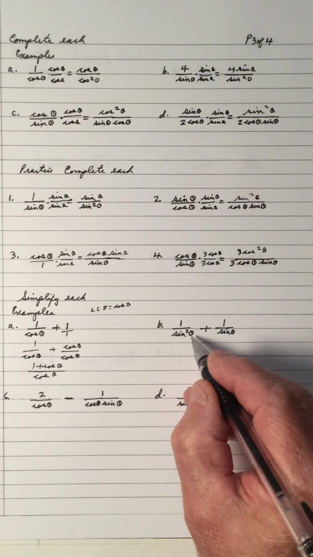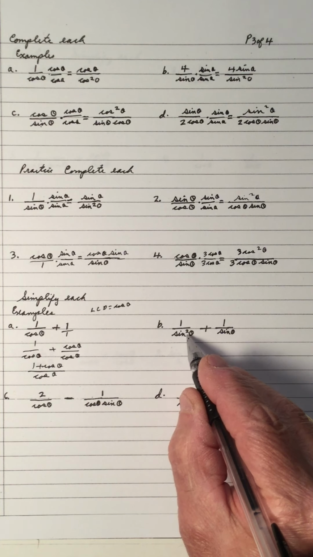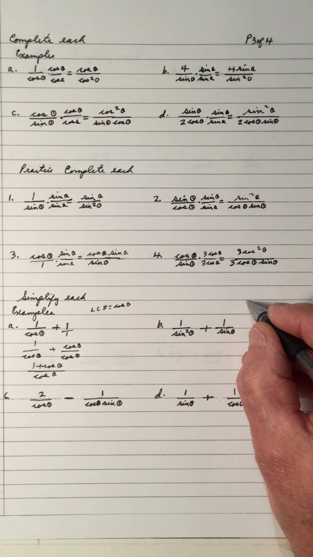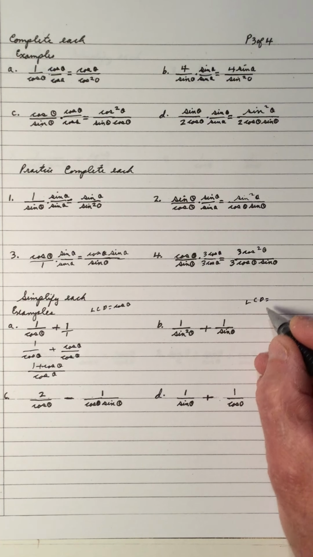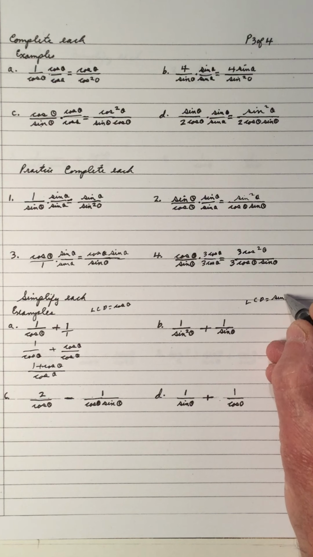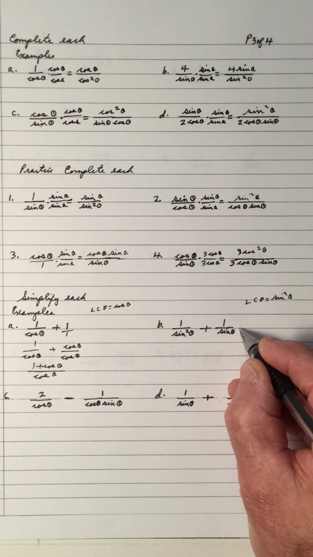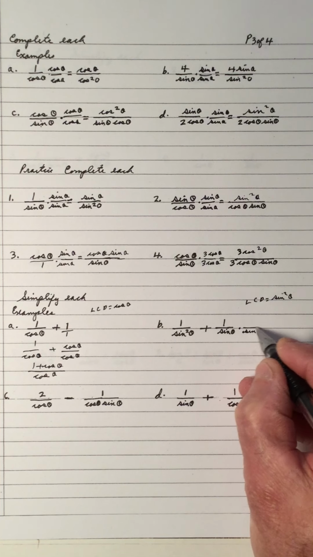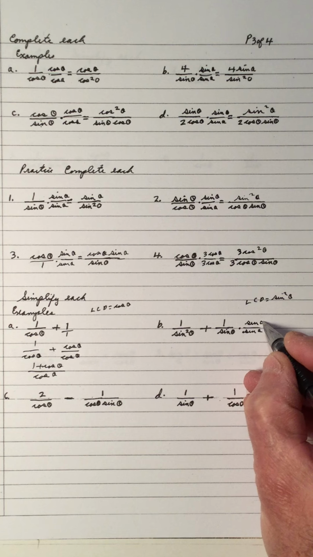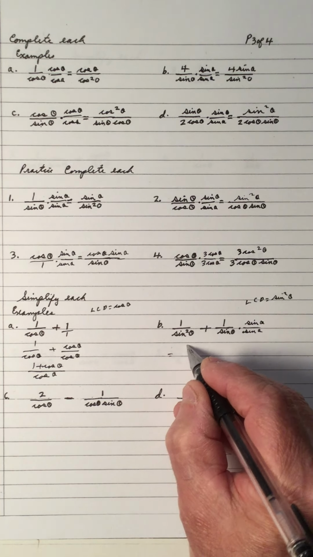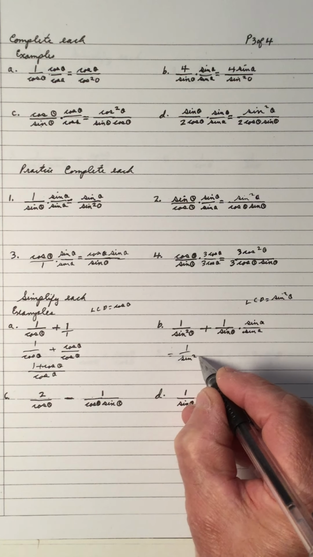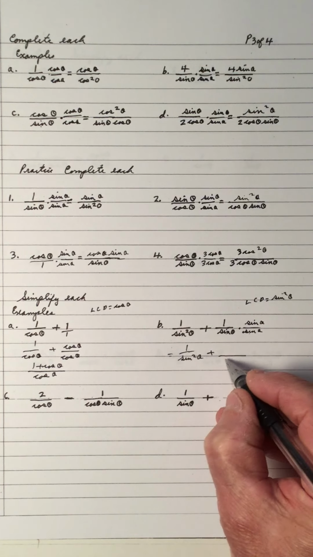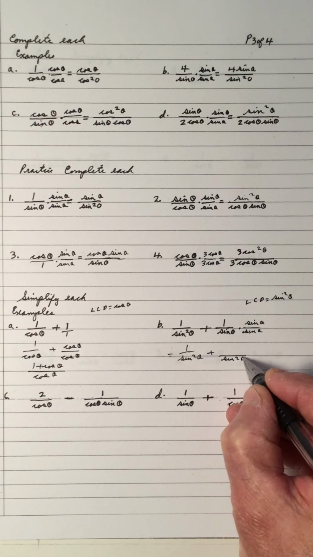And in B, we have two fractions. The denominator of this one is sine squared theta. This one is sine theta. We need them the same, so the LCD is sine squared theta. That means that this one is multiplied by sine theta over sine theta. And notice now we have 1 over sine squared theta. Add on. Sine times sine is sine squared theta.